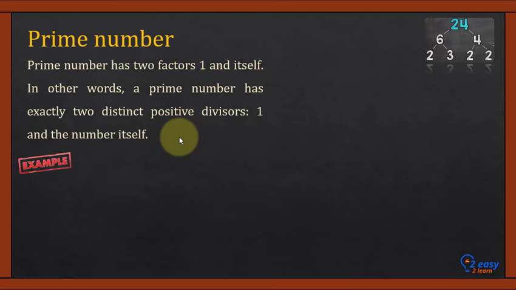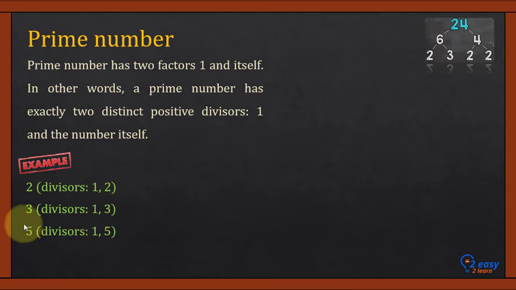Let's understand with the help of an example. 2 cannot be divided by any number other than 1 and 2. Therefore, 2 is a prime number. 3 has only two divisors, 1 and itself, 3. 5 is a prime number. 5 cannot be divided by any other number. It has only two divisors, 1 and 5. 7 is also a prime number.